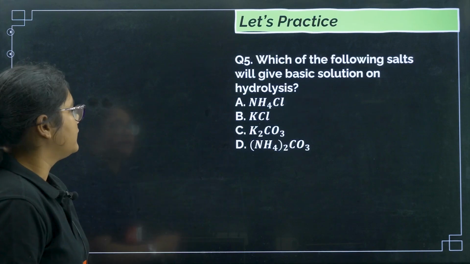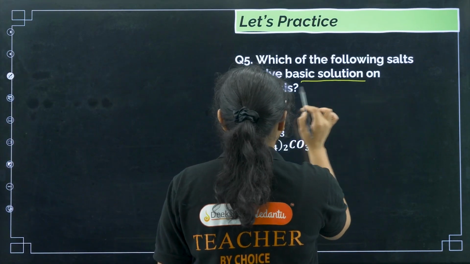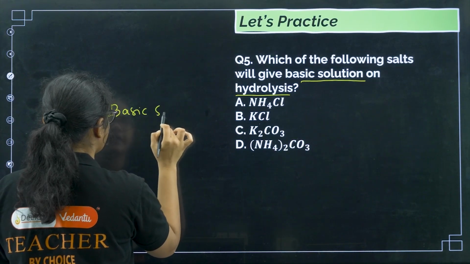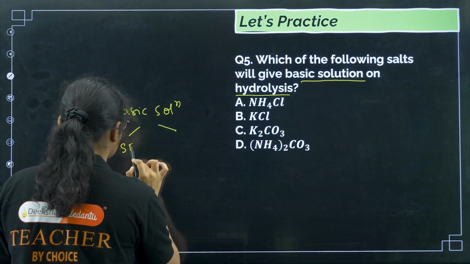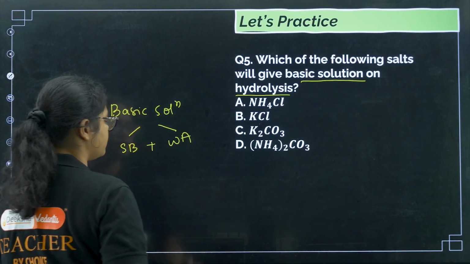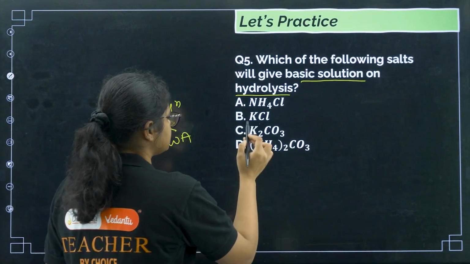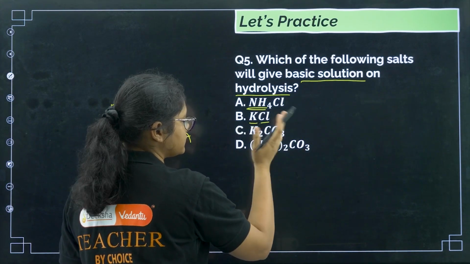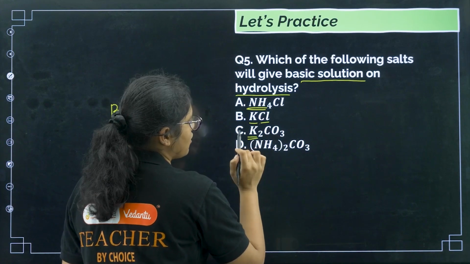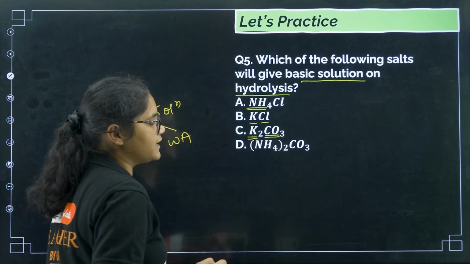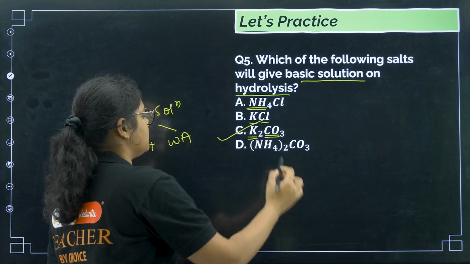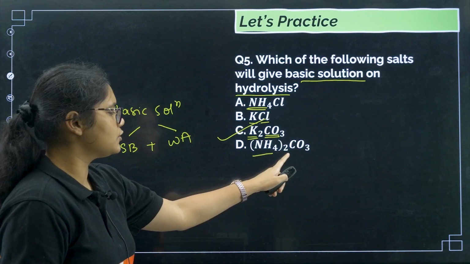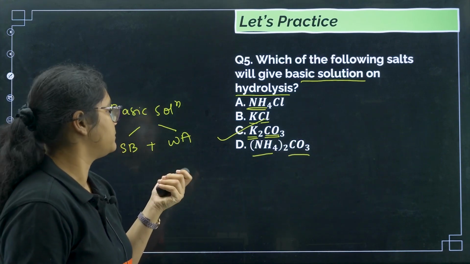Okay. Next: which of the following salts will give a basic solution on hydrolysis? Very simple. If I want a basic solution, the salt should be made up of what? Strong base plus weak acid, right? So you can see which of these has a strong base and a weak acid. Here NH4 is a weak base; here KOH and HCl are both strong; here we have a strong base, that is KOH, and a weak acid, that is H2CO3. So this one will give you a basic solution. Here it is also a weak base and weak acid, so that will also not be given.